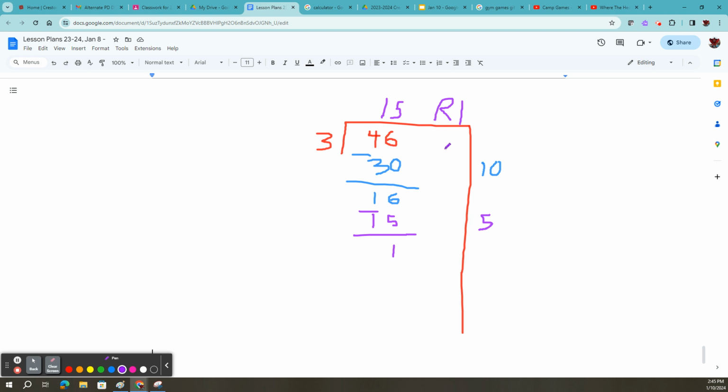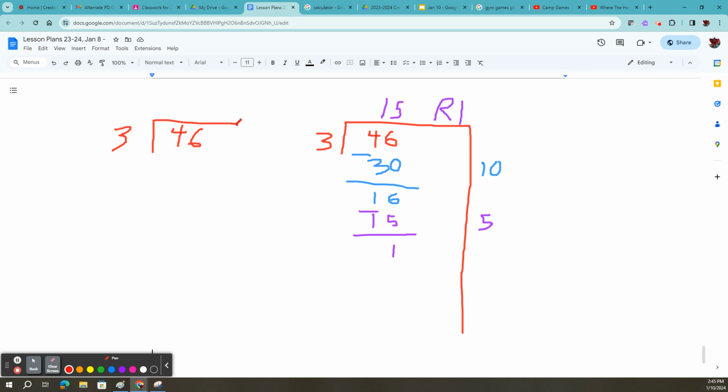Cool. Now you might be screaming at your screen, Mr. Lewis, why did you go 3 times 10? You could have gone way higher. You could have gotten a lot closer to 46. Well, in this example, I went 3 times 10 because that was something that popped into my head really easily. And I was really confident that 3 times 10 is 30.